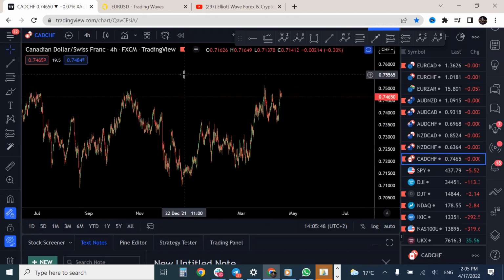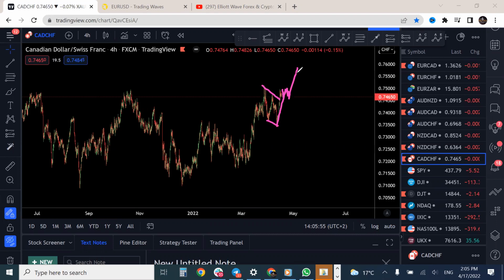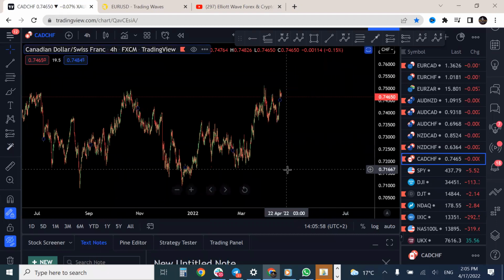CADJPY. The CAD is strong because of the strong oil. That has made a running flat there. We've broken out of that structure. We should see CAD push a little bit higher into the new week.